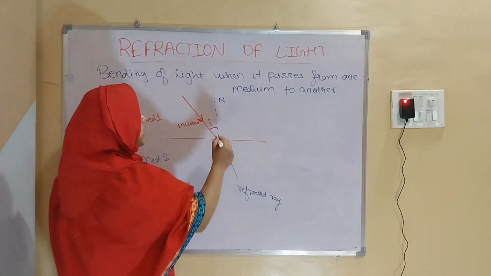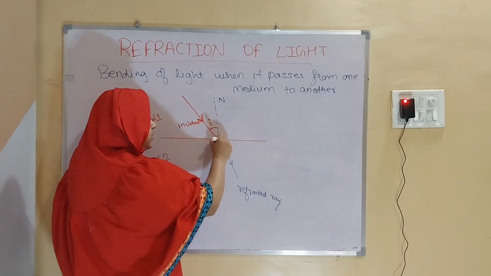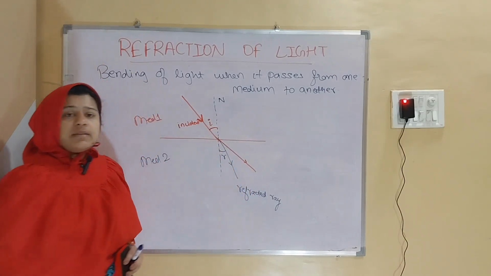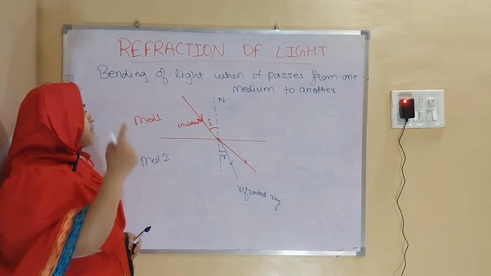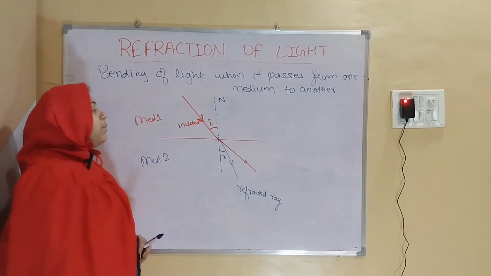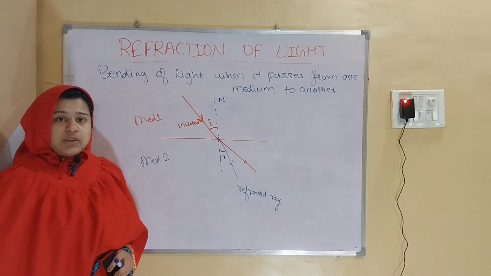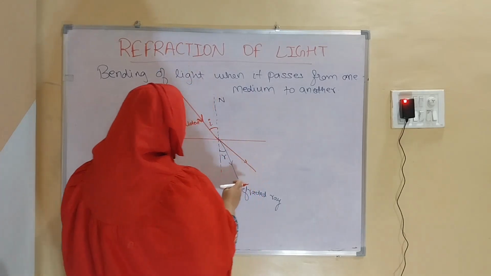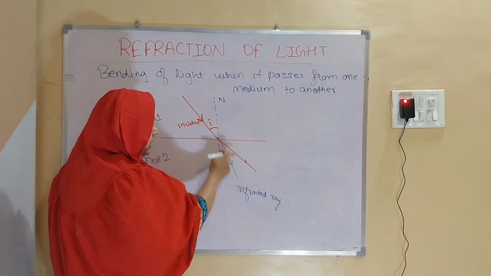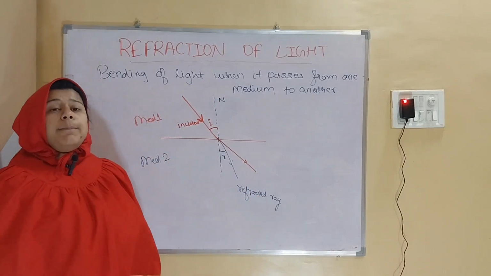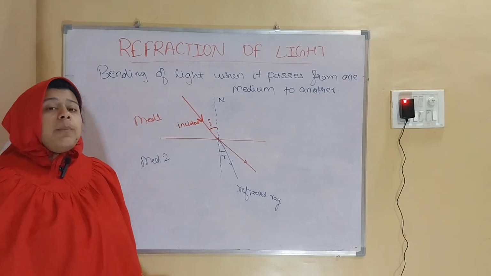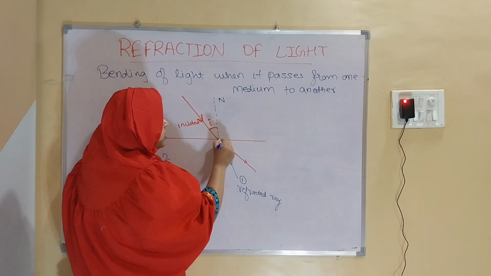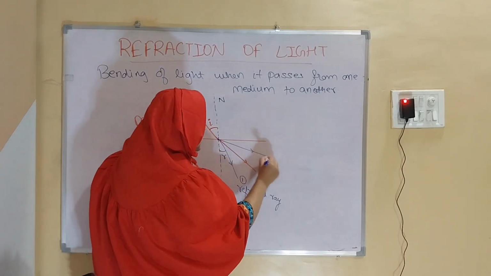Now the original path for the light was this, but the light will bend because it is passing from one medium to another. So when light goes from one medium to another, it bends. The original path of the light was this, but because it bent, now its path is this. Now this bending can happen in two ways. So bending is of two types. One is this one, and the other is like this, the second one.